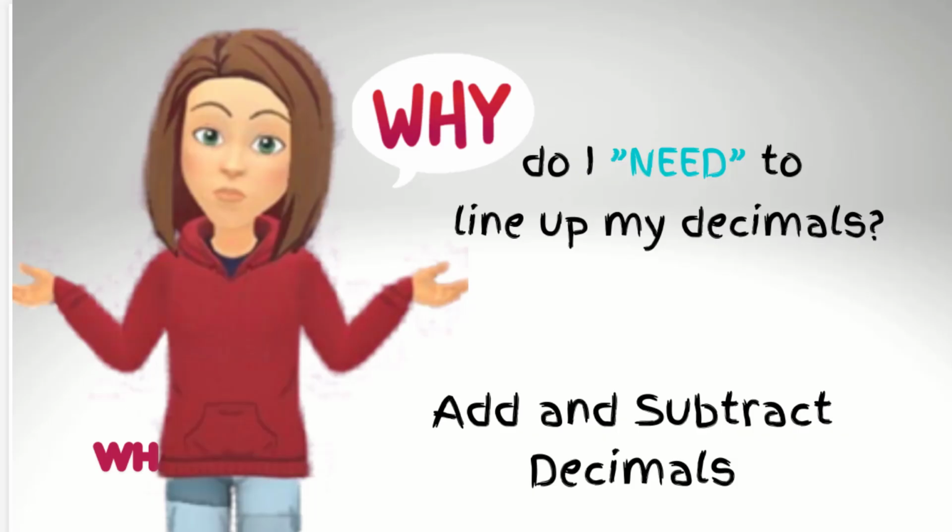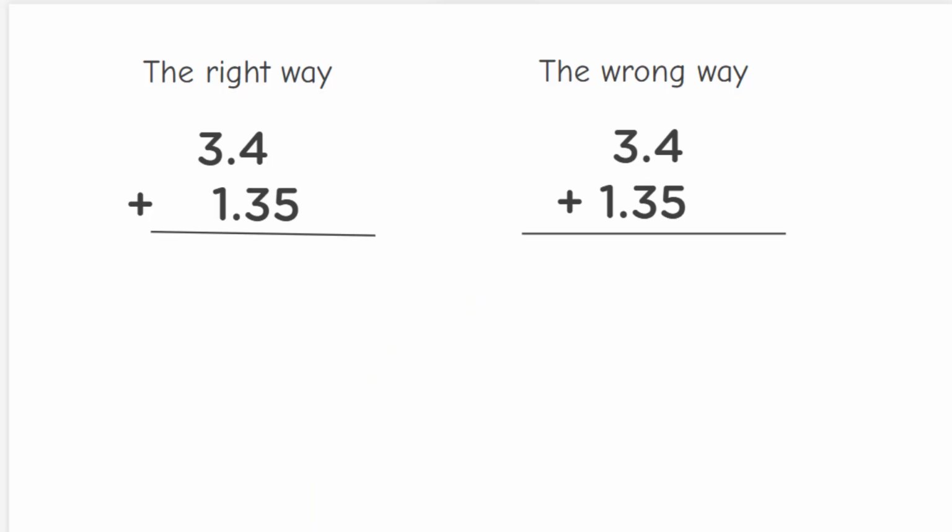Why can't we just add straight down? Why do we have to line up the decimals? And what would actually happen if we didn't? I have written the same equation two different ways. Both of them have decimals.